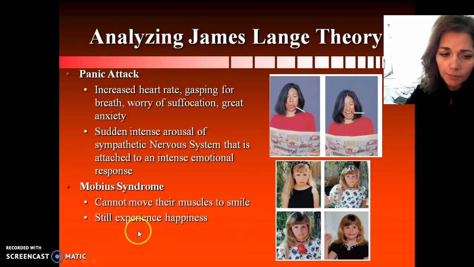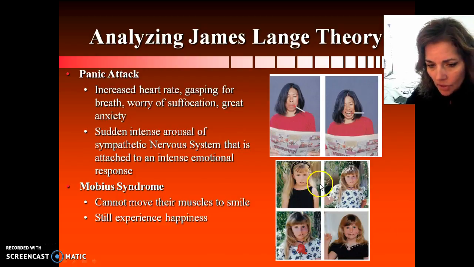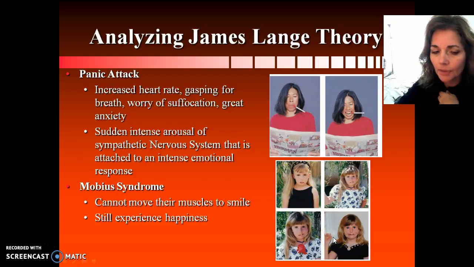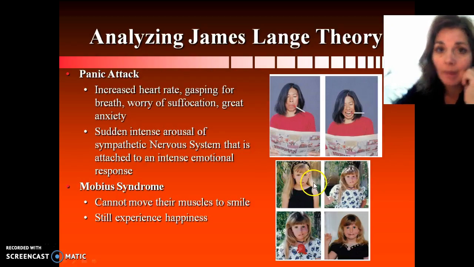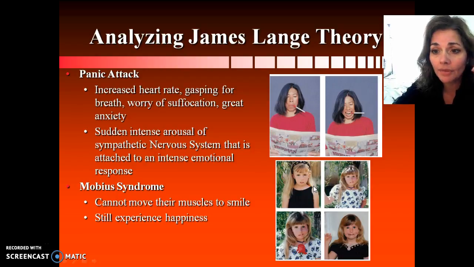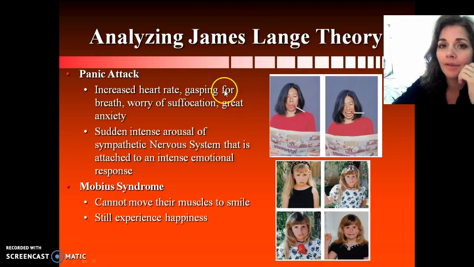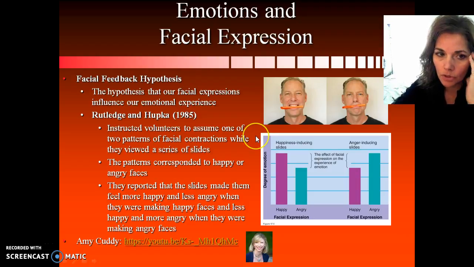There's also a condition called Moebius syndrome, and this image is of a little girl who has experienced Moebius syndrome. They can't move their muscles at all to smile, so they can't really express happiness because they don't have the smiling muscles, but yet they still report experiencing a sense of happiness. So again, they have the emotion independent of, or prior to, having that physical response to the emotion.